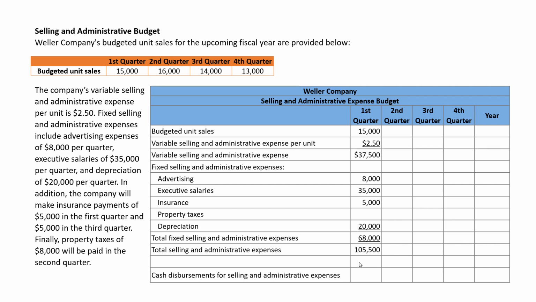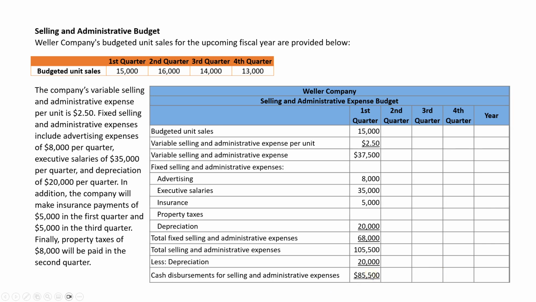Beyond wanting to know our total cost or expense of $105,500 to eventually help prepare our budgeted income statement, we also want to know the prediction of cash we expect to spend, because we're also going to have to prepare our cash budget, so that information is going to be useful. So we need to think through, are there any expenses included within here that isn't actual cash that we're spending? The only item that we need to subtract out is going to be depreciation. Depreciation is assumed to be a non-cash expense.